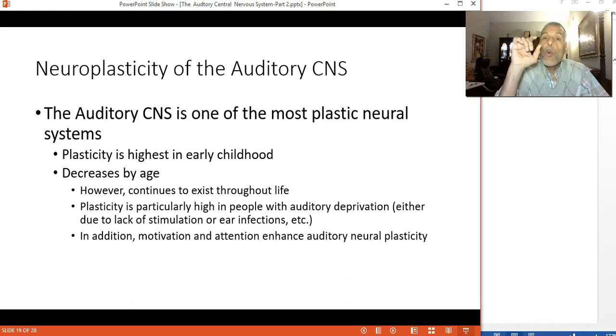However, when someone didn't have enough stimulation during the critical stages and the early childhood years for any reason, the system remains more flexible. It is as if it is waiting for that stimulation to occur so that the system can connect, can complete its connection. So in addition, when someone is motivated and pays attention, they will enhance the auditory neural plasticity even more.